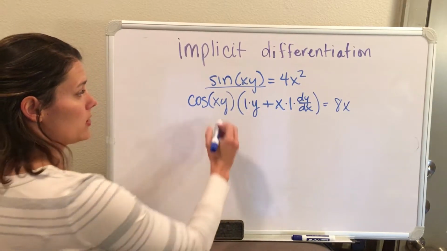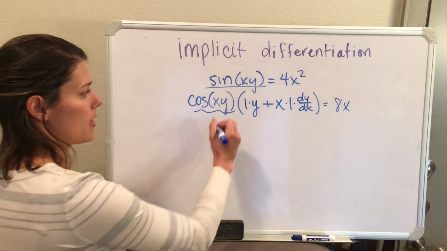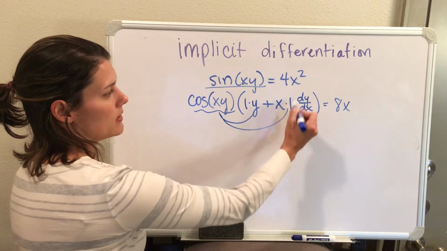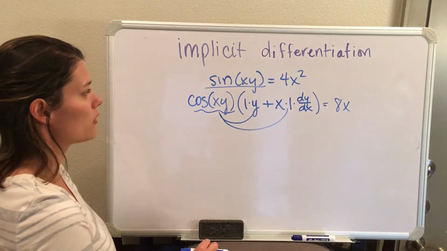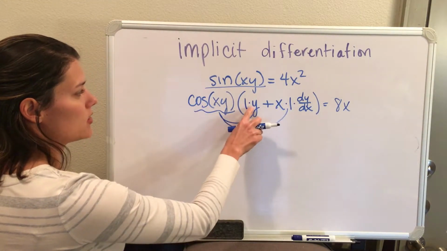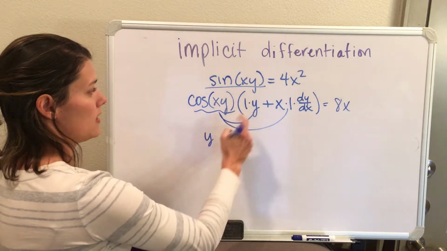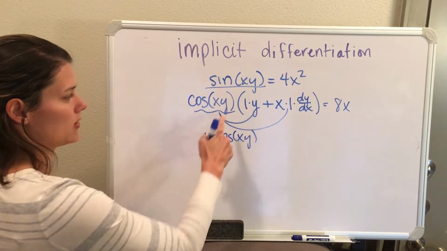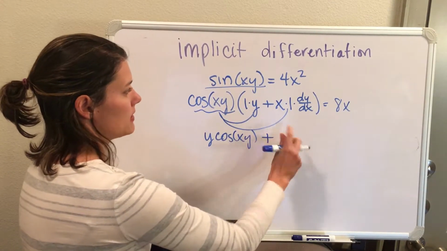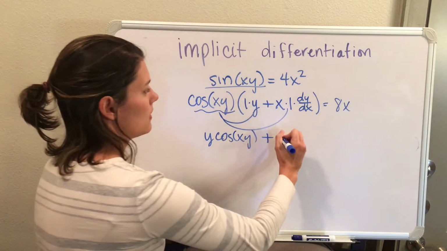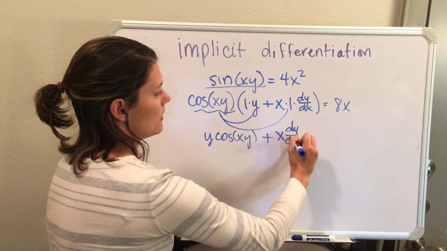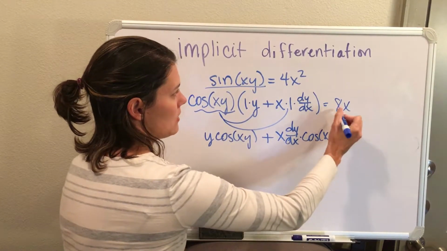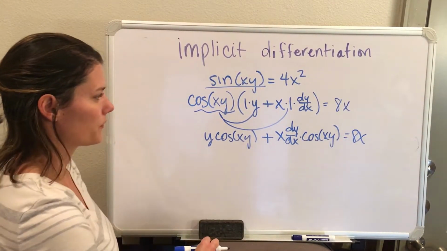From here, I'm going to go ahead and take this cosine of xy and I'm going to distribute it through the parentheses, because again, I still want dy over dx to be solved for by itself. So this times this, do not multiply the y's together. I'm just going to put this y in front. So I will get y times cosine of xy, and then plus, again, I'm going to write this in the front, x dy over dx times the cosine of xy, and then equals 8x.